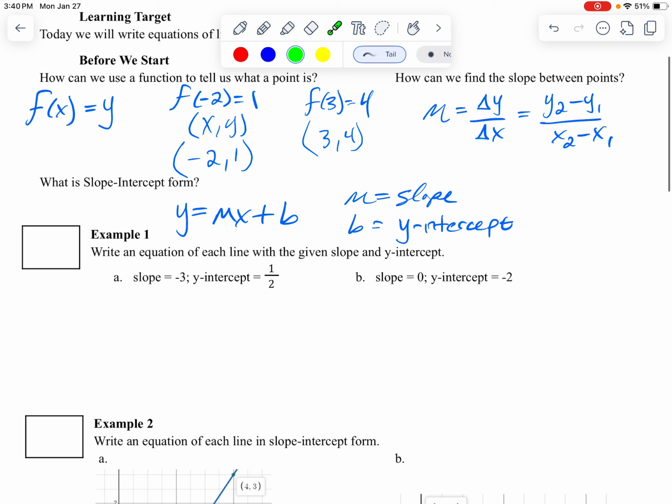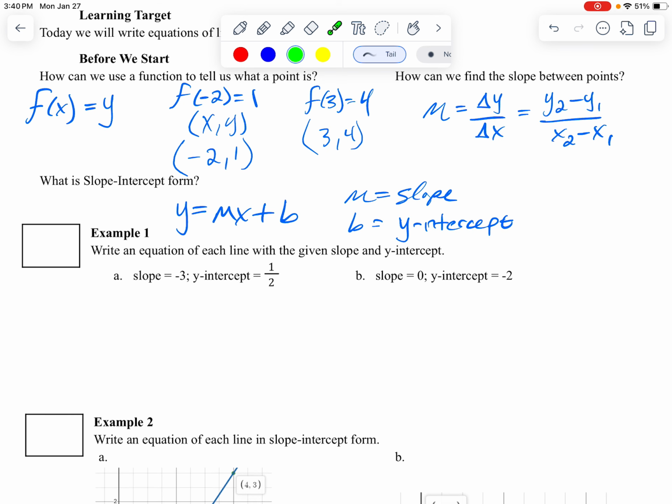So for example, in example 1, there's absolutely nothing to do but plug these values into our equation. Our starting form is y equals mx plus b, and it tells us slope is -3. So instead of m, I'm going to write -3. Y-intercept is 1/2. So instead of b, I'm going to just write 1/2. That's it.